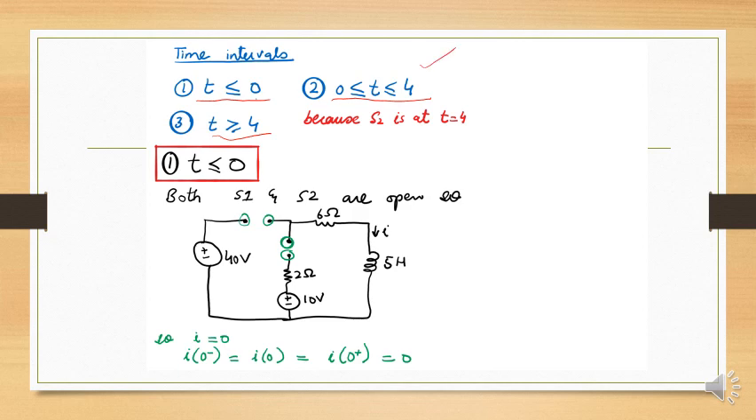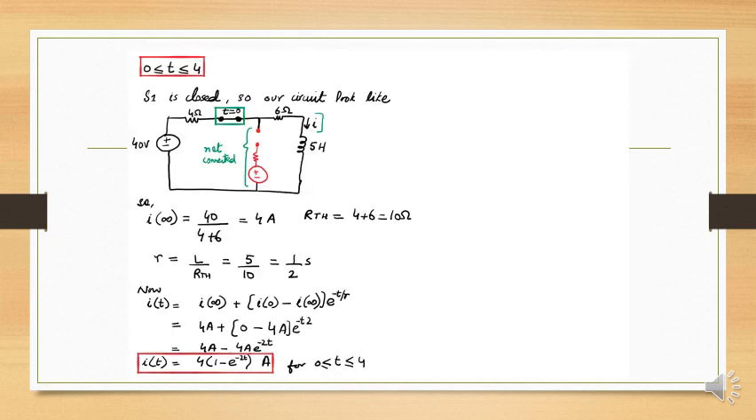So our first step, t less than or equal to 0. What are the conditions of our switches? Both S1 and S2 are open in this state. So this loop is not connected, this loop is not connected, we are connected to nothing. So i is equal to 0, i of 0 negative is 0, i of 0 is 0. This is 0 for t less than 0.